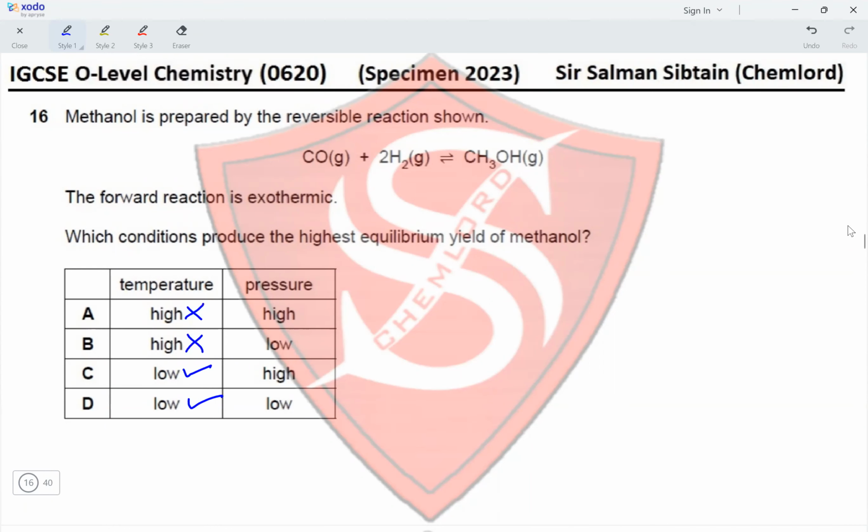Now pressure. An increase in pressure favors the side with the lesser number of moles. There are 3 moles of reactants and 1 mole of product. So increasing the pressure would result in the forward reaction being favored. So option D is eliminated because low pressure would favor the backward reaction, and high pressure favors the forward reaction, making option C the correct option for this question.